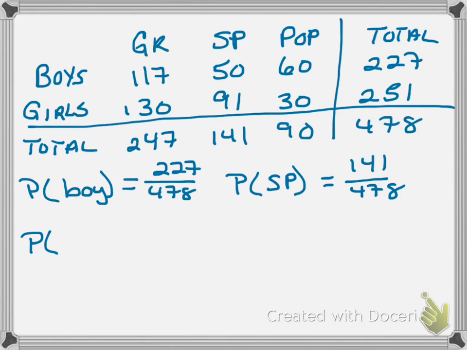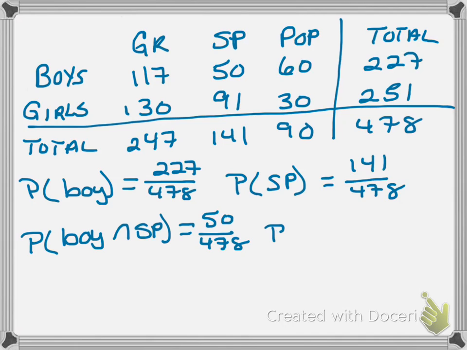Okay, what is the probability that I was to pick a person at random and they were a boy and they thought sports was important? Well, do you see that is 50 divided by 478, because 50 is the intersection of boy and sport. Okay, what if I was to pick a person at random and they wanted to be popular and a girl? Okay, what's the intersection of girls and popular? It's 30 divided by 478.